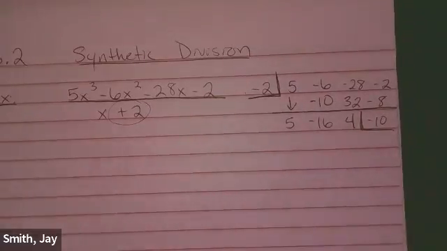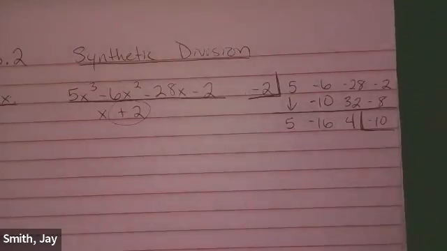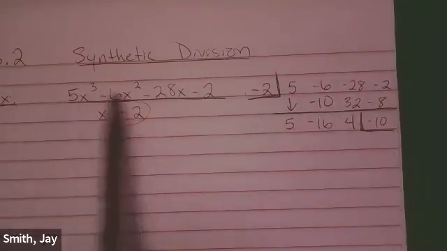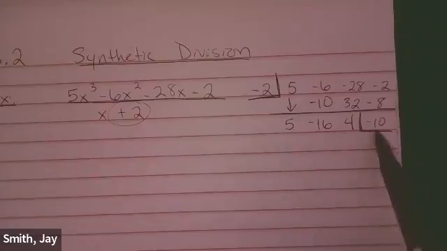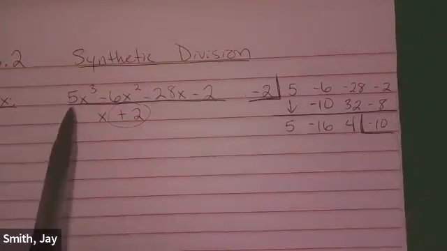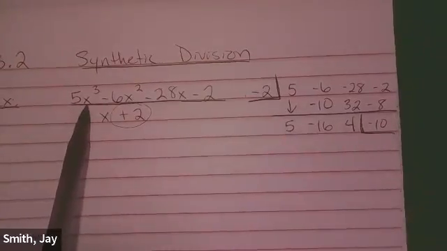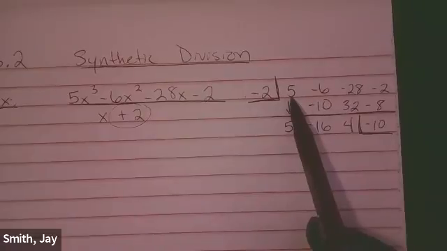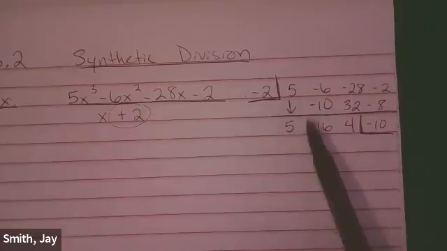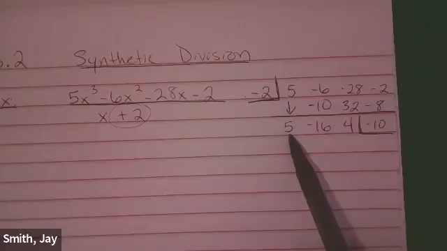That's going to come up in a couple different ways later on in the section. Once again, this is our dividend, this is our divisor. These numbers on the bottom represent our quotient, or our answer. Now, if our dividend starts with x cubed, my quotient starts off 1 degree less. Just like this 5 represents the 5x cubed column, this 5 is going to represent 5x squared.